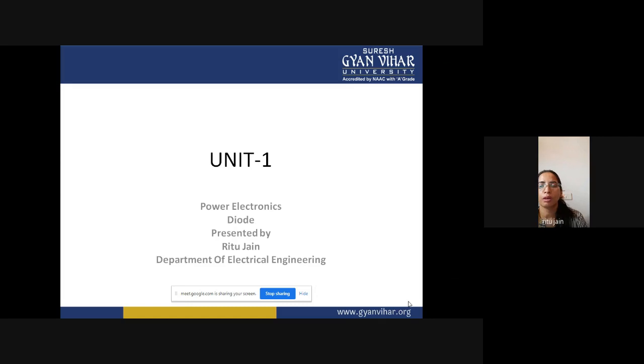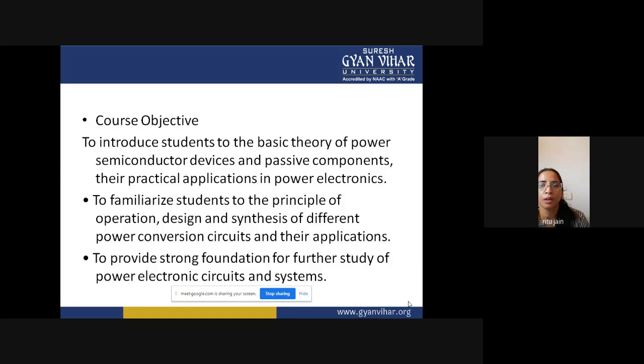So, this is all about your diode, and we have already studied in previous lectures what a diode is, what the characteristics of a diode are, and the different types of diodes. In this lecture, we will discuss some numericals, which are very important to understand the basic concept of diode. So let's start with the course objective.